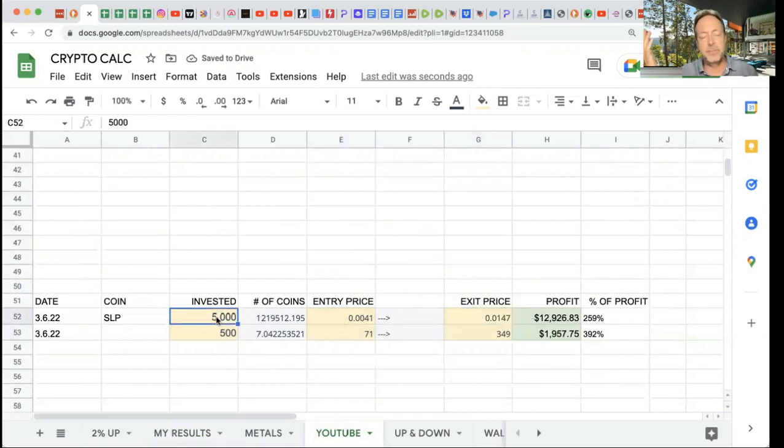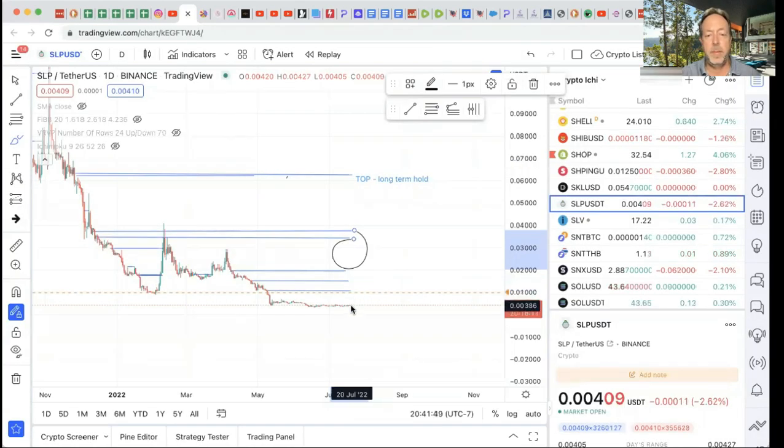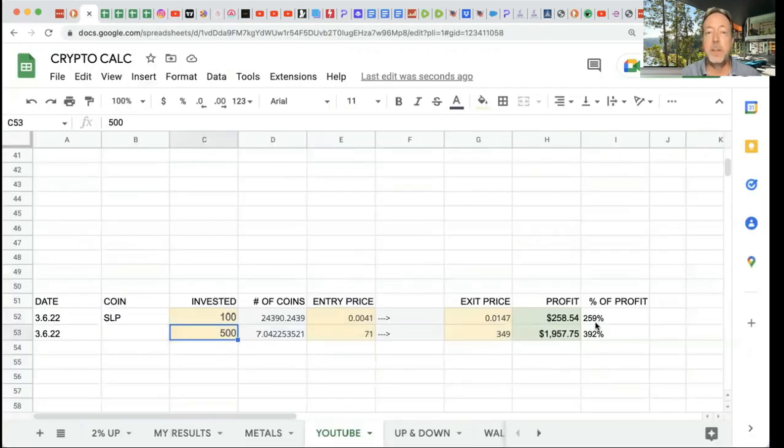Now let's say I want to invest. Let's say I have, let's just go bare minimum here for some of you guys, $100. Okay, so on $100, entering in right where it's at right now, and waiting for it to come up to roughly there, my profit on it would be 259%. So I would make $258.